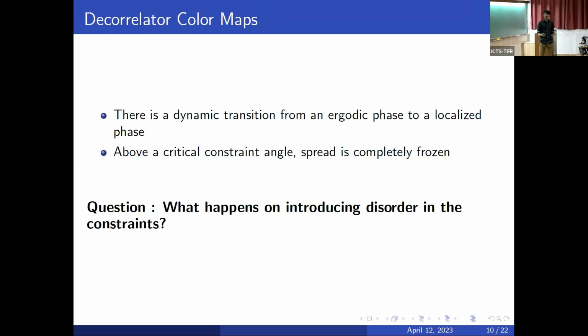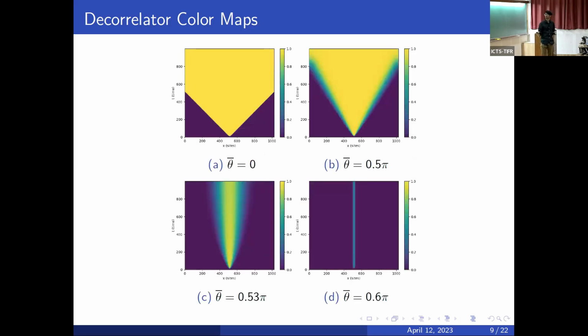So given this, it's worth asking what happens if we introduce disorder in the constraints. Introducing disorder in the constraint is interesting because if we're around the aforementioned critical point of around 0.53 and introduce a distribution in the constraint angles, we might have some angles that are below the critical point and some angles that are above the critical point. And we would like to know what happens to the spread of the light cone in such a case.